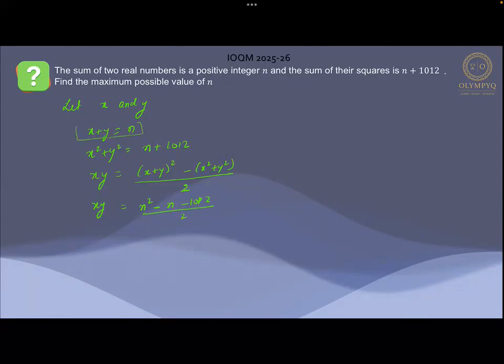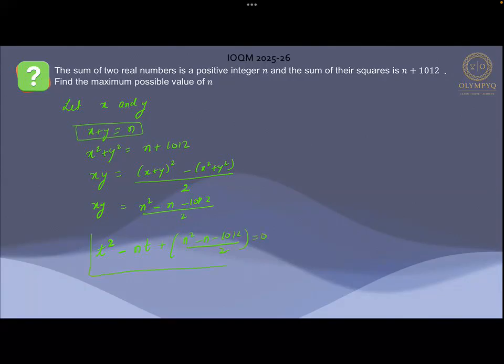We know the value of x plus y. If x and y are the roots of an equation, then the equation will be of the type t square minus n times t plus the product, that is n square minus n minus 1012 divided by 2, equal to 0.